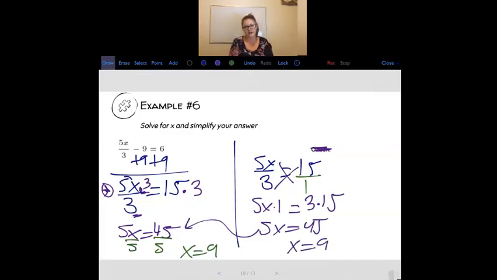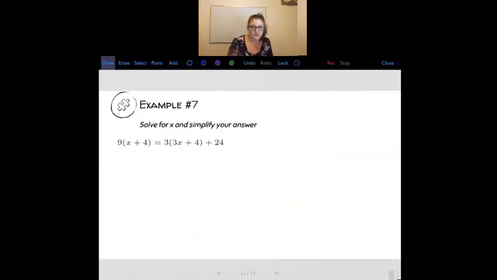You can check your answer on this one. Just a quick note: if you're going to check your answer on this, I would recommend just putting it into your calculator as it is. So you could do 5 times 9 divided by 3 minus 9, and you would get 6 equals 6. So you can also use your calculator to check these as well. We've got a couple more examples. This video might run longer than usual, but I'm going to keep going to get done with our last couple.